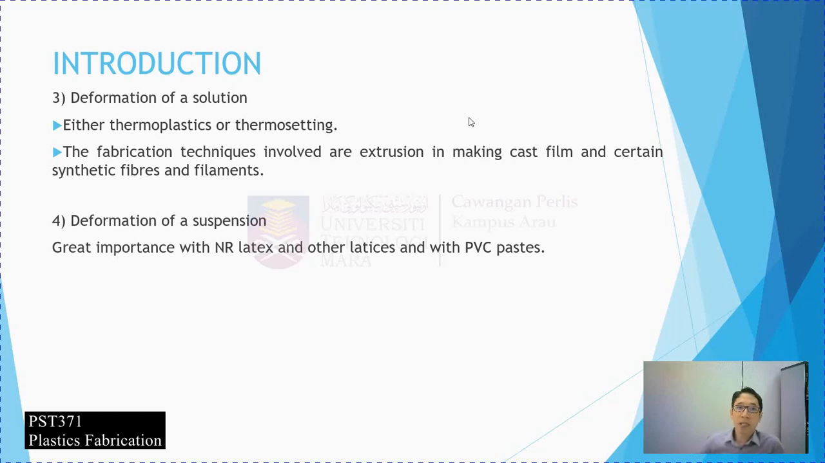And then we have deformation of suspension. Okay, this is very important with NR latex and other latices, with PVC paste. This deformation of suspension we will cover, I think, in chapter 8. We will go through that one later on. Although NR latex is usually used for suspension, there are some materials such as PVC paste being used as the suspension. The product that is commonly made is, for example, expansion of PVC that produces a foam.